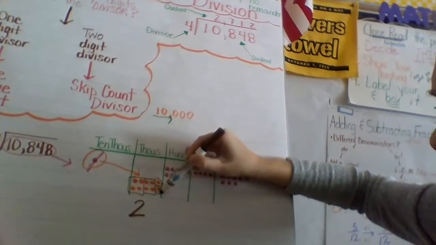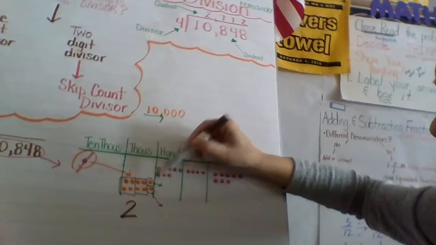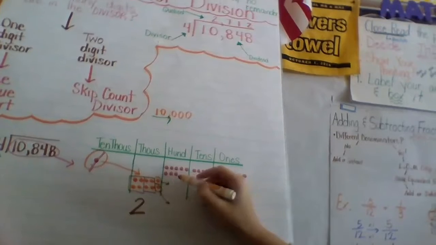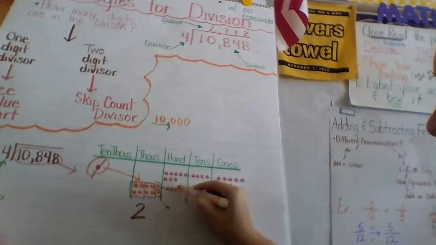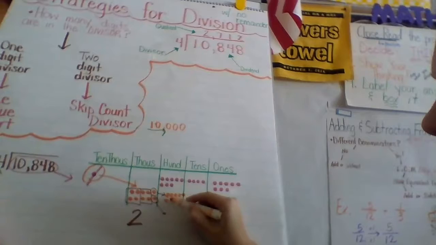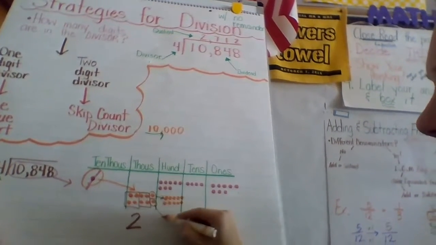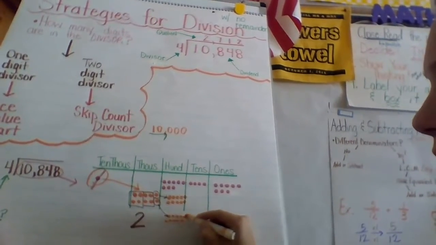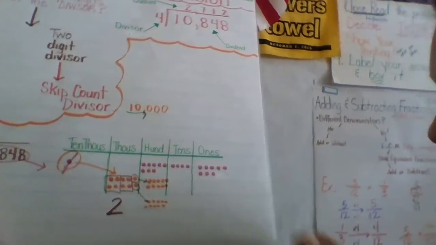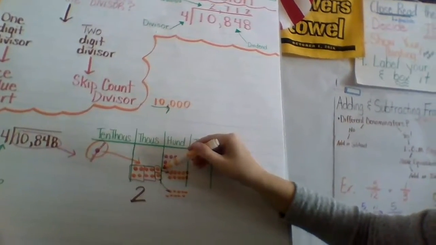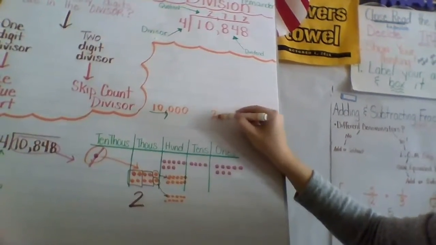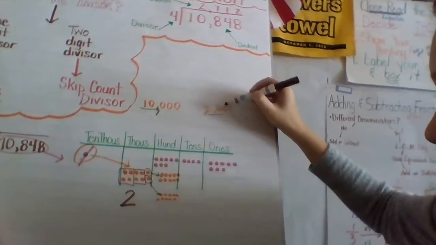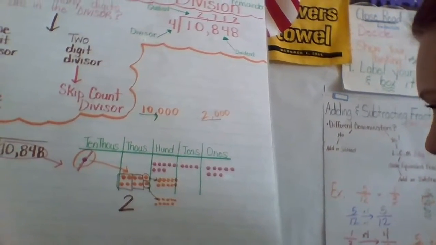So because of our knowledge of place value, we know that both of these groups from the thousands place will turn into a group of 10 in the hundreds place. 1, 2, 3, 4, 5, 6, 7, 8, 9, 10. That is because when we see two thousands, it's also just like saying 20 hundreds. That's why we do this work.